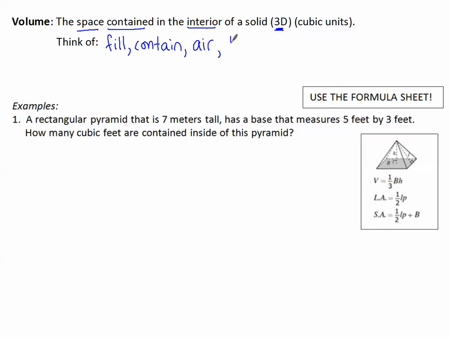Think of words like fill or contain or air, like filling up a balloon with air or filling a container with some sort of liquid. Maybe even examining how much of anything a container will hold. Again, remember cubic units. That could be written like inches cubed or centimeters cubed, or some sort of units that are cubed, cubic units. Let's look at a few examples. Remember to use the formula sheet whenever necessary to find the formulas that you need for volume.